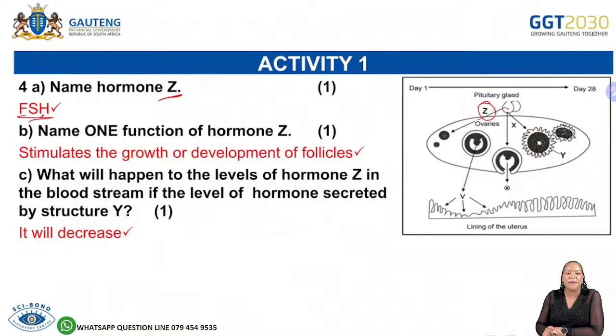How do you know that it is FSH? Because you start seeing that it has stimulated the development of the follicles. So even if you have the answer, I would still ask you a question on top of the answer to explain to me, why do you say FSH? So you see, having the answers prior does not guarantee you understand what is happening. Right. Name one function of hormone Z. The function of this hormone is to stimulate the growth or the development of the follicles, which is what we are seeing here.